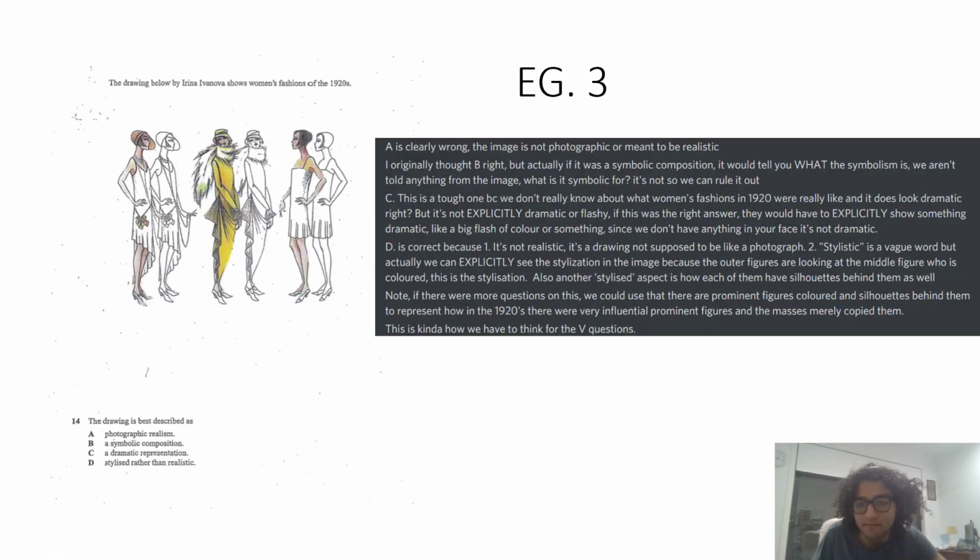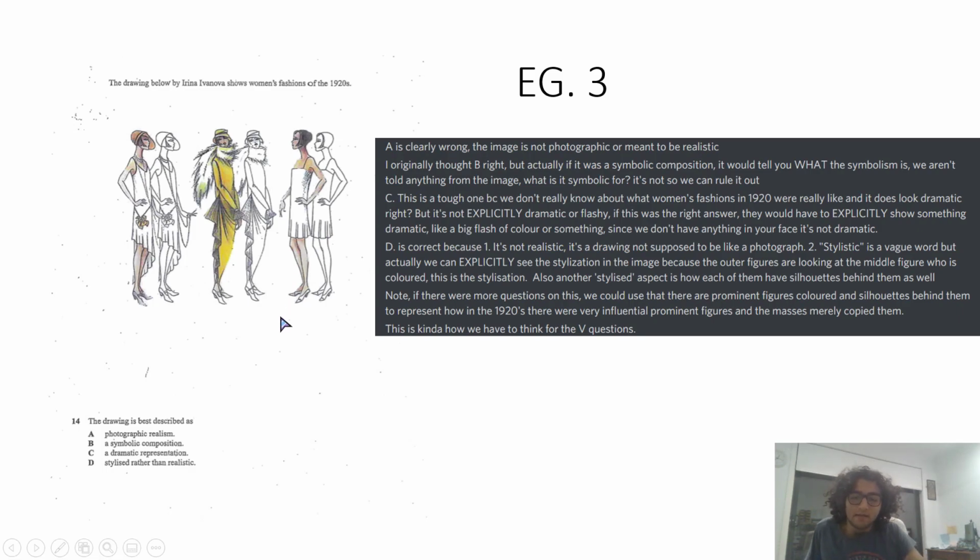Okay, example 3. Have a look at this photo. The drawing below by Irina Ivanova shows women's fashions of the 1920s. So first, remember what we have to do. We have to look at it. We just have to analyze it carefully. Spend more time than you think analyzing it. Okay, first thing that we notice, color. Second thing we notice, there's this shadow next to it.